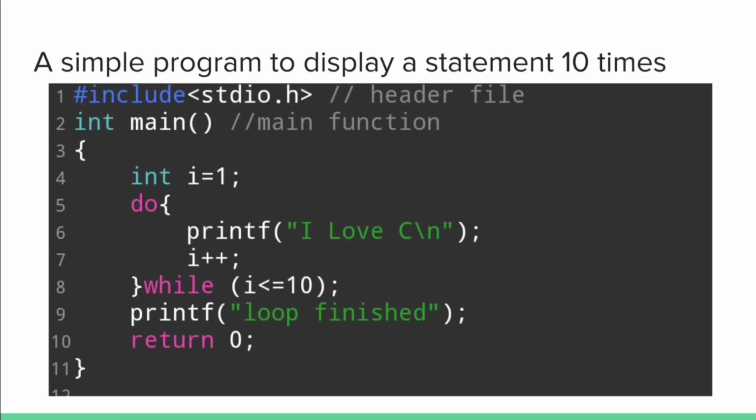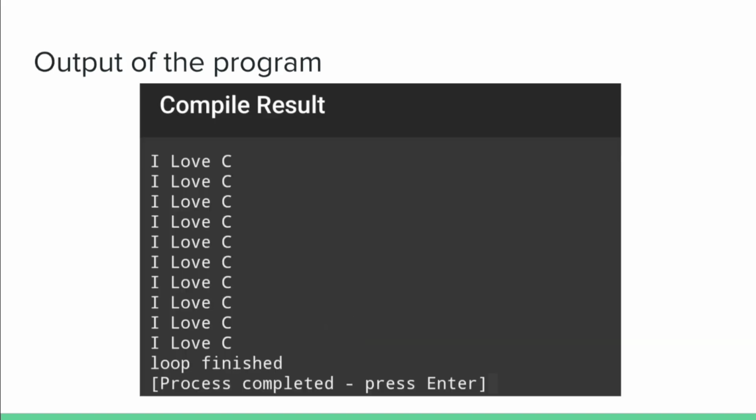Then a simple program, the same as what we have done previously, to display a statement 10 times using do while. You can see here, instead of while we are writing do, then a printf statement, after that i++ to update the value of i, and here the condition is while i less than or equal to 10. Then a printf statement displaying loop finished, then return 0. When we execute this program, we will get the output this way: I love C 10 times, and after that loop finished.